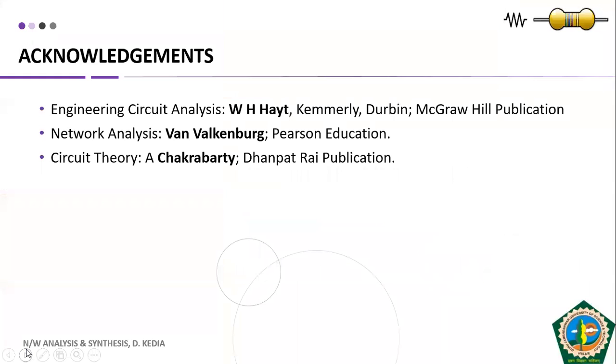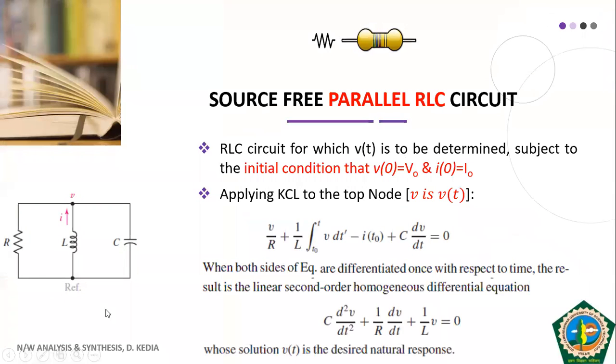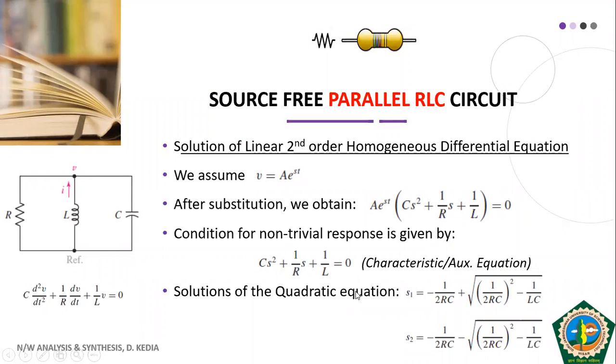So what we had seen: parallel RLC circuit. We had applied KCL to that node. We had developed a second order homogeneous linear differential equation, and we obtained its desired natural response. So the solution of that second order equation was assumed to be V equal to A e raised power st.